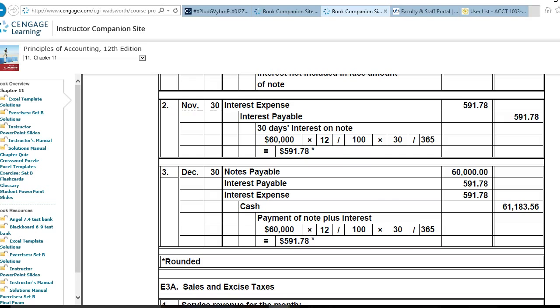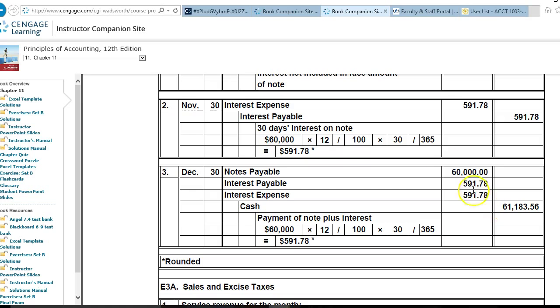We have to show that interest that we showed in November 30th, $591.78. We're paying that off. We also have to record the interest from December 1st to December 30th, don't we? Which is $60,000 times 12% times 30 out of 365 days. And we're going to show that as an interest expense. But since we're paying this note off right today, we don't have to necessarily show a payable for that interest. We can just add it to our cash.